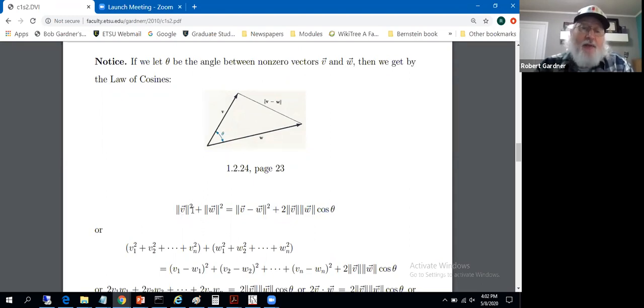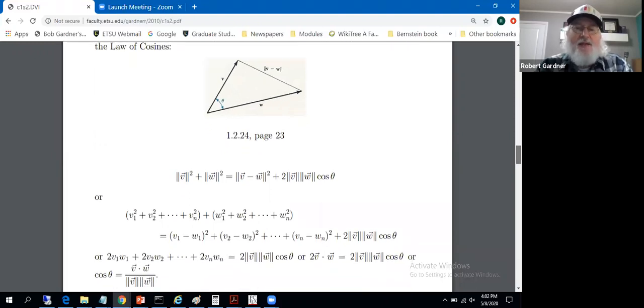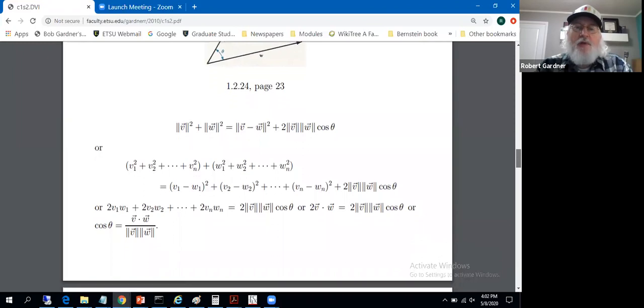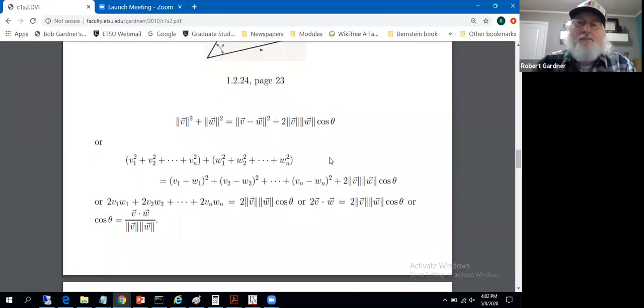Except we've written the lengths of the sides in terms of norms of vectors. Okay, let's take this expression. I'm actually looking for information about that angle theta, the angle between V and W.